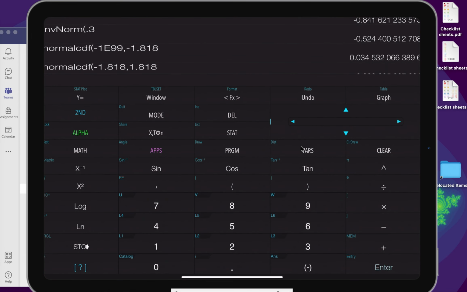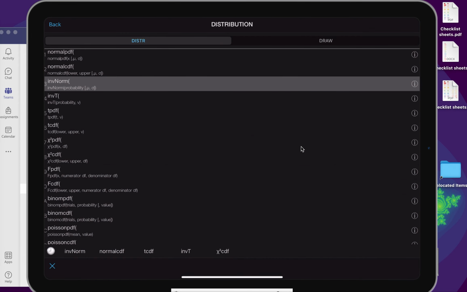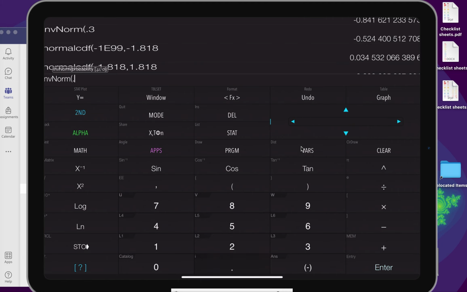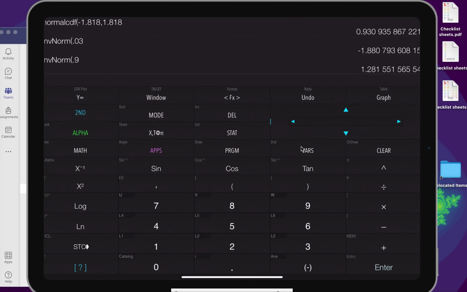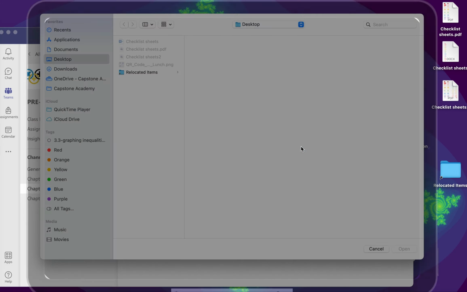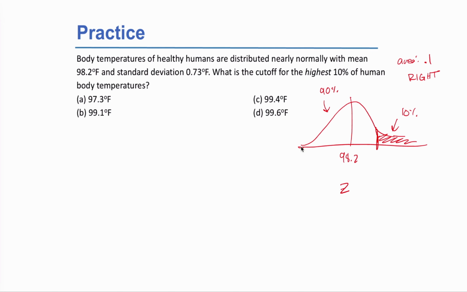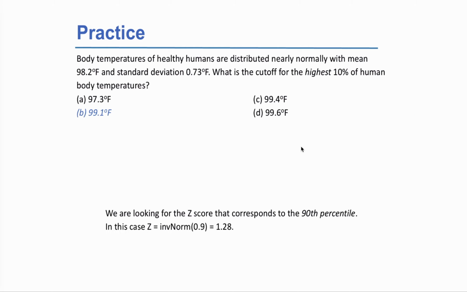Second, distribution, inverse norm, 0.9. 1.28. That's my z-score. Equals x minus 98.2 over 0.73. And solve for x. It's 99.1.